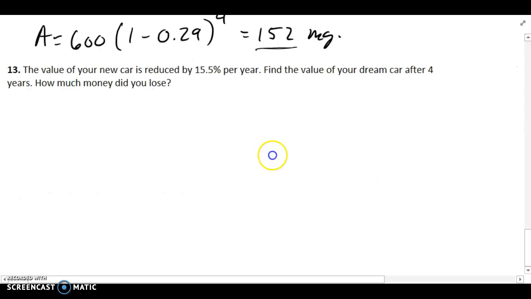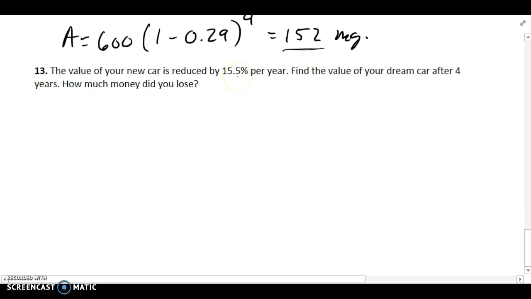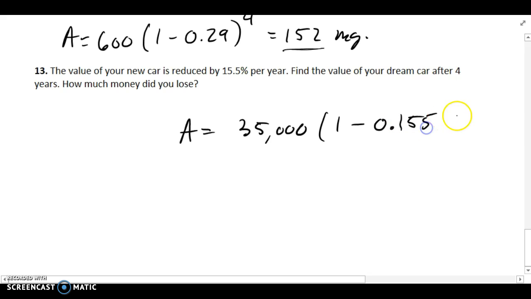The last one is the value of a new car is reduced by 15.5% per year. Find the value of your dream car after 4 years. So you can actually go online and find a car that you want to purchase and then use this formula. I know for me and my family, we're looking at purchasing like a Chevy Traverse or something like that. They're priced around $35,000. So the answer we're looking for is going to be $35,000. And then it depreciates at 15.5%. So that's going to be 0.155. And then we're going to have it for 4 years.